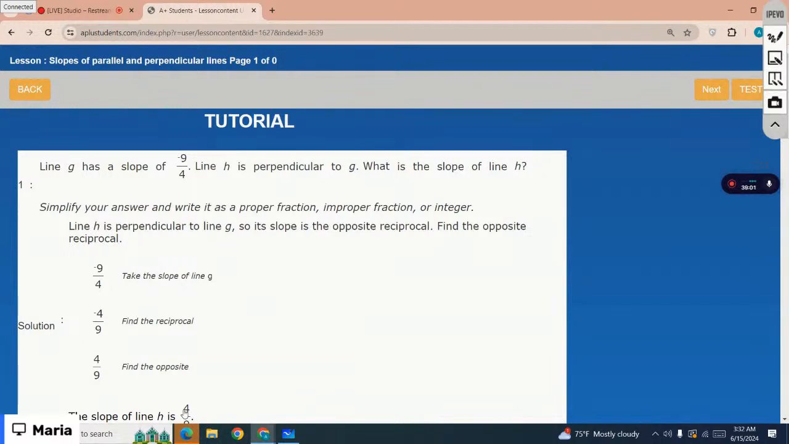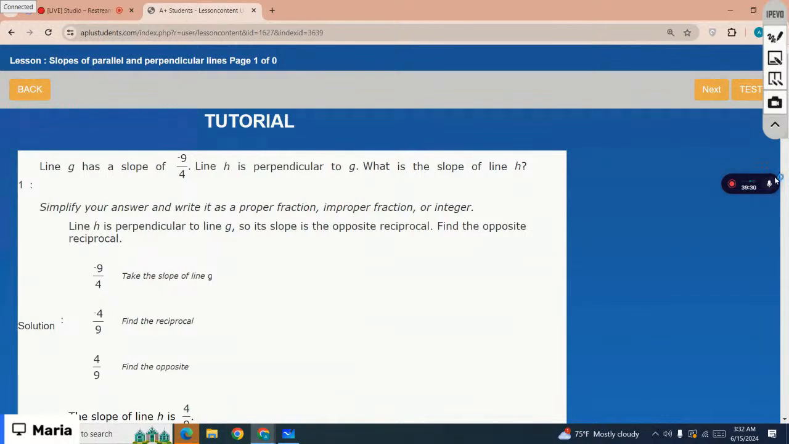So you have to calculate the slope of line H, right? How do we calculate when the lines are perpendicular? Their slopes are negative reciprocals. Negative reciprocal means you multiply by the negative sign, and reciprocal means you interchange the numerator and denominator. So the slope here is negative 9 by 4. First multiply it with the negative sign.